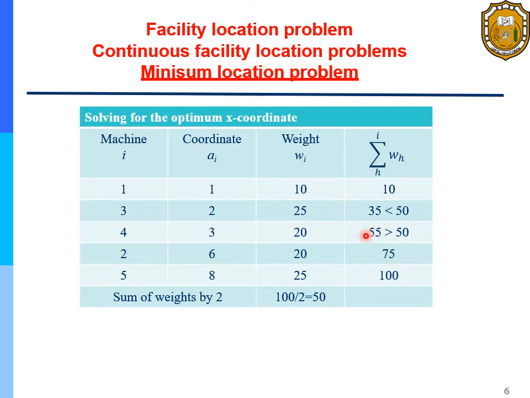Then we move to the next one. The partial sum corresponding to here is the summation of these three weights, which is 55. And as you can see, it is greater than half of the weights. So we say that this is the first time we exceed this half of the weights. It is important that it should be the first time. Otherwise, this 75 is also greater than 50. But we should find the first time that this partial sum exceeds or becomes equal to half of the weights. And in this case, as you can see, the optimal x coordinate appears to be 3.